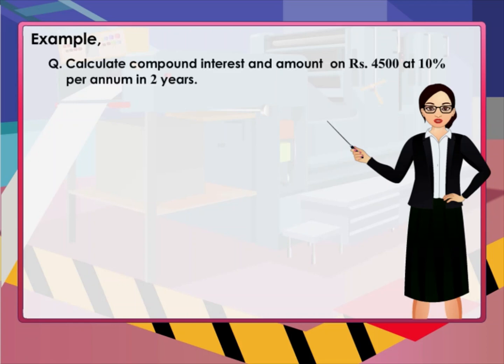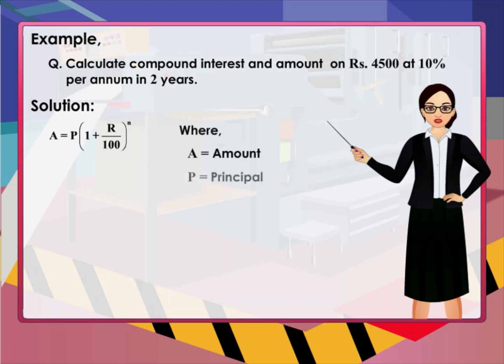Consider the same example as we did before. Calculate compound interest on the amount of rupees 4,500 at 10% per annum in 2 years. We know principal P is equal to rupees 4,500. R, that is the rate of interest, is equal to 10%. Number of years n is equal to 2 years. Consider the formula. A is equal to P into 1 plus R by 100 the whole power n, where A is equal to amount, P is equal to principal, I is equal to interest, R is equal to rate of interest, n is equal to number of years.